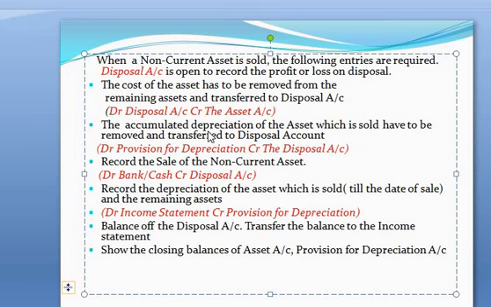Then we are removing the depreciation of the sold asset, the accumulated depreciation. Remember, provision for depreciation has a balance brought down on the credit side. Then you debit it to remove and you credit disposal. To record the sale, debit the bank or cash and credit disposal. Then you record the depreciation of the asset which is sold until the date of sale, in that case you debit income statement and credit provision for depreciation, and you balance off the disposal account, and you close the remaining accounts, meaning the asset account and the provision for depreciation account.